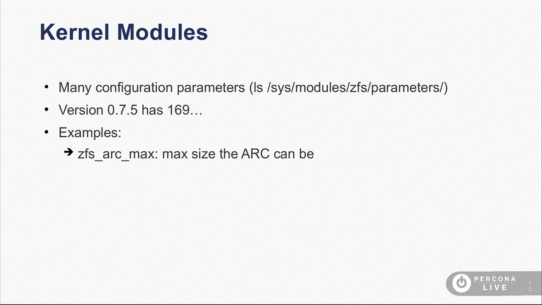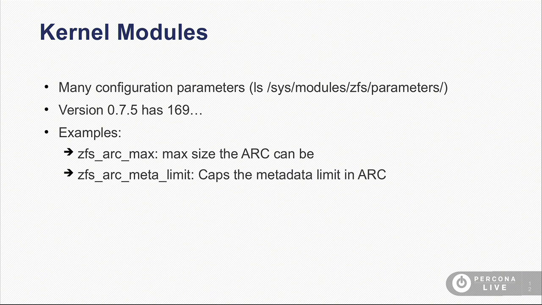One good example is ZFS arc max, the maximum size you want the arc to be. ZFS arc meta limit limits the amount of metadata in the arc. The metadata are the non-leaf blocks, so everything that forms the structure of the B-tree.